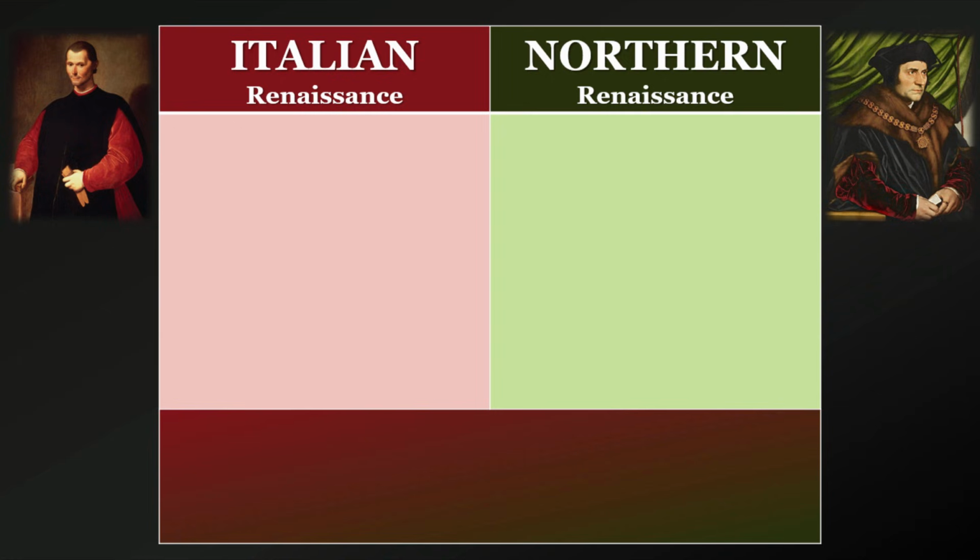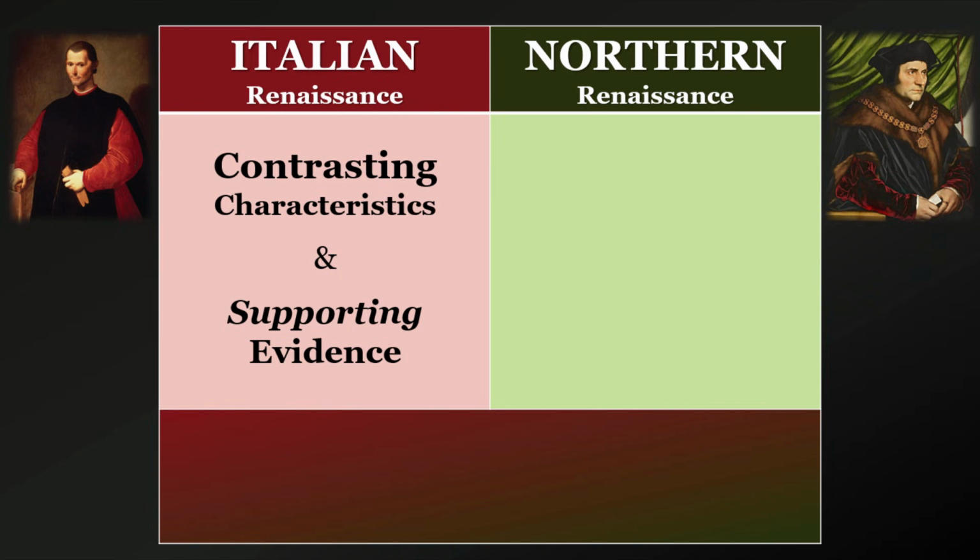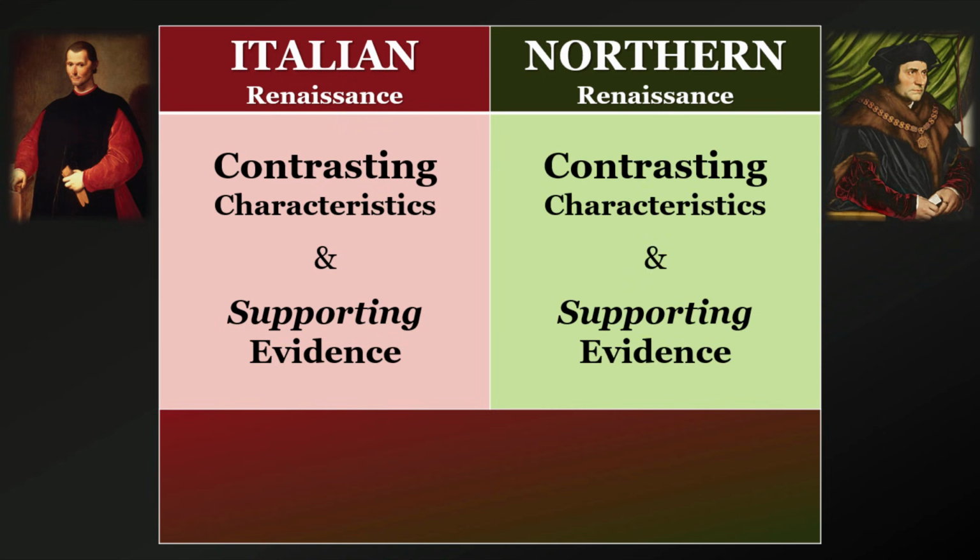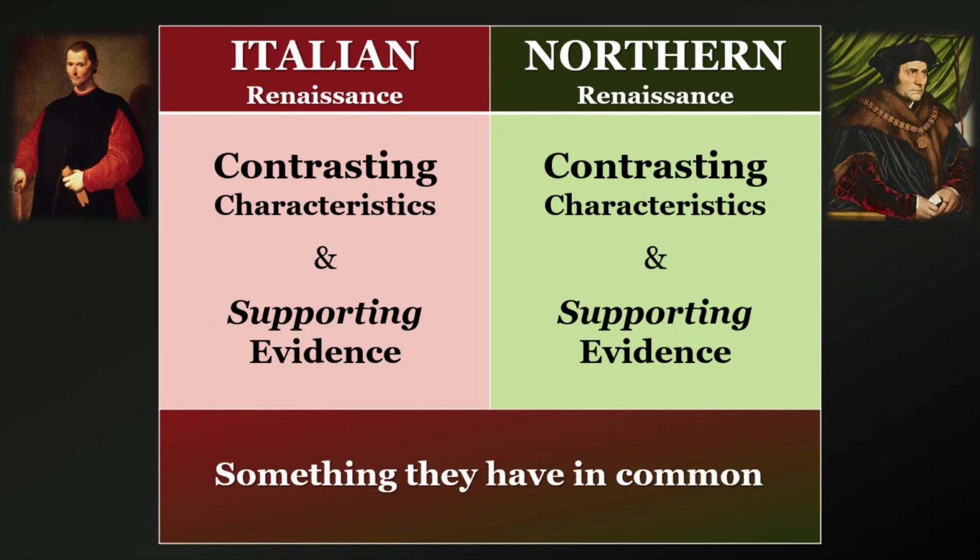The Italian Renaissance will need a contrasting characteristic or a few characteristics and supporting evidence. And then over here, we will need contrasting characteristics and supporting evidence for the Northern Renaissance. So for everything in the Italian Renaissance column, there needs to be a counterpoint in the Northern Renaissance column. And then, after we do that, we need to find something they have in common. It doesn't have to be great, but it needs to be something, because comparison and contrasting needs to happen.